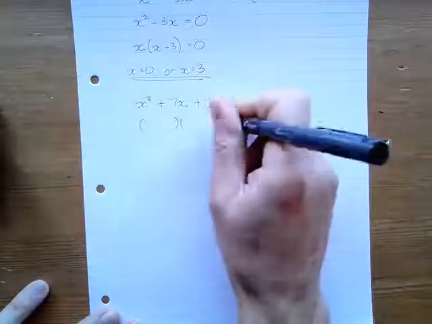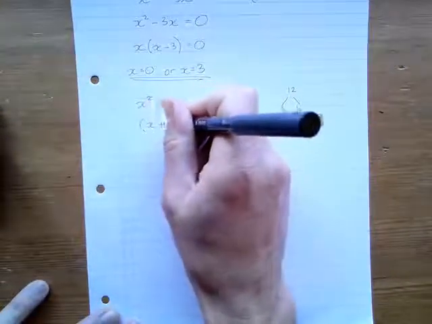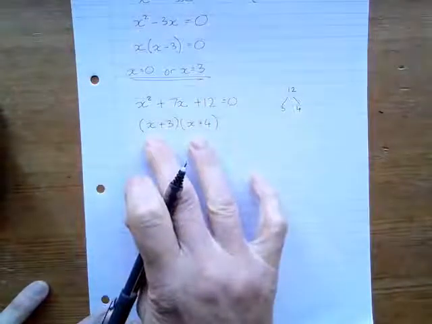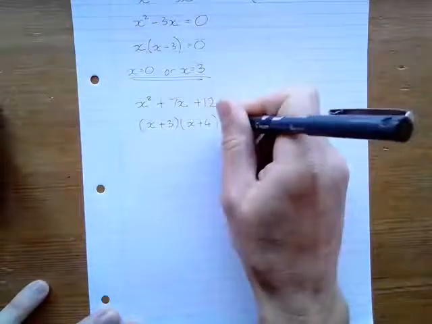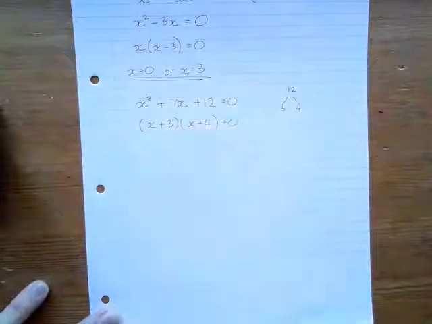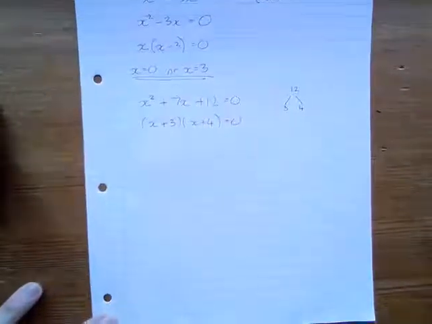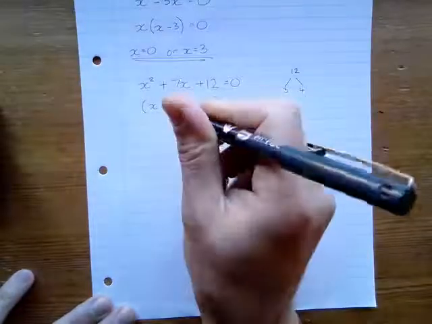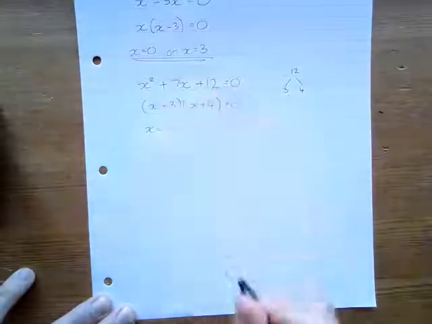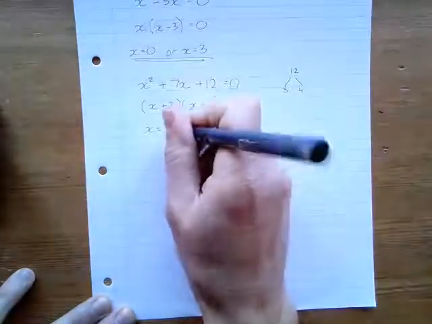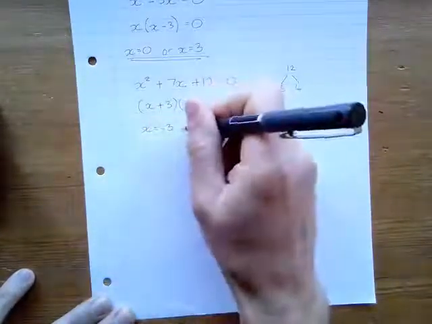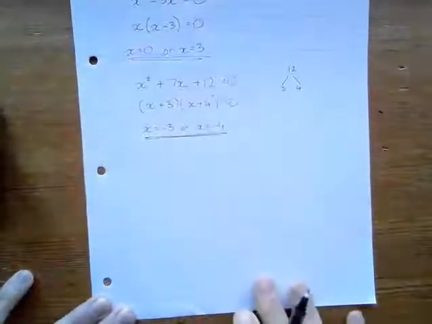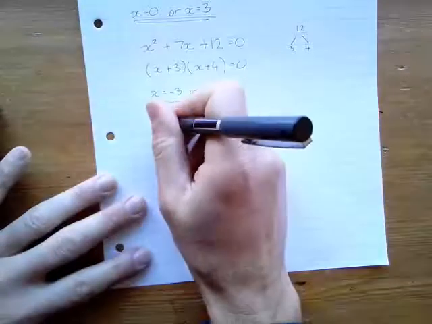And once you know what those two numbers are, you can put a pair of brackets in like so, with those two numbers in the brackets. This is something we've done for a couple of years now, and you should know how to do it. So x can now either be minus 3, which would make that bracket equal to 0, or x could be minus 4, which would make that bracket equal to 0. Okay, on to the next one.